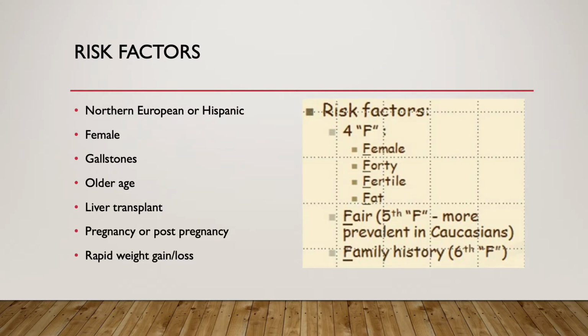And here are some of the risk factors, and an easy way to remember them is by the 4 F's. It's female, 40, fertile, and fat. And according to this picture, there's also a 5th and 6th F. The 5th F would be fair because it's more prevalent in Caucasians, who have fairer skin. And family history, which is the 6th F. Some more risk factors can include liver transplants, pregnancy or post-pregnancy, or rapid weight gain or rapid weight loss. And the last is, of course, a history of gallstones.